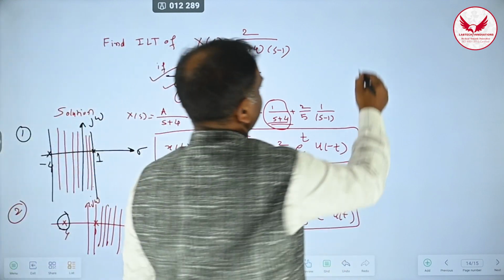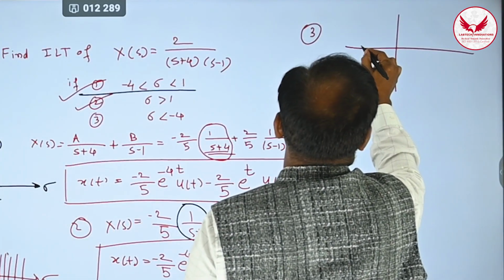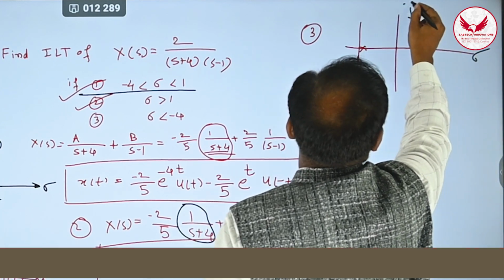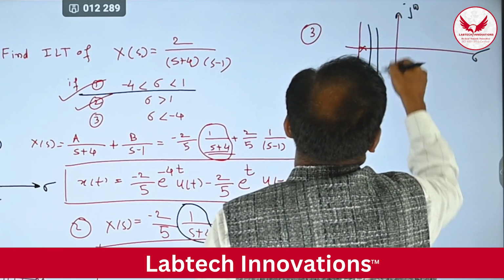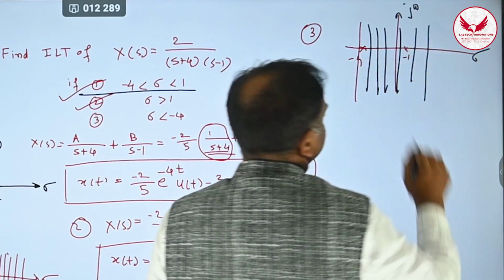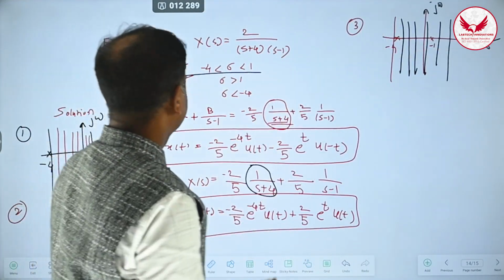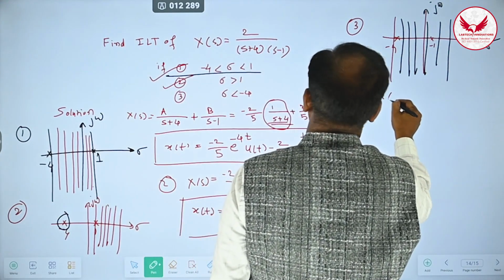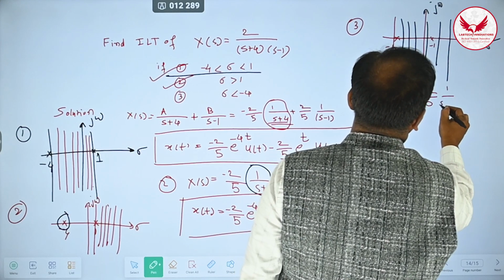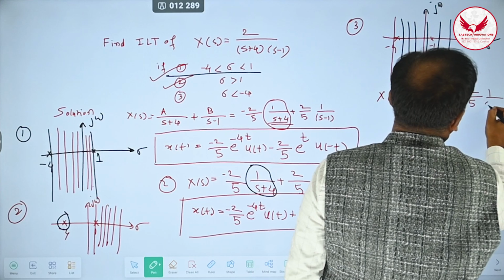Third problem, okay, let's again sketch the ROC. Here is minus 4 and this is sigma, the j omega axis. So this is the ROC greater than minus 4, and the poles are at minus 4 and minus 1. Now with the ROC greater than minus 4, again write X of s equal to minus 2/5 times 1/(s plus 4) plus 2/5 times 1/(s minus 1).